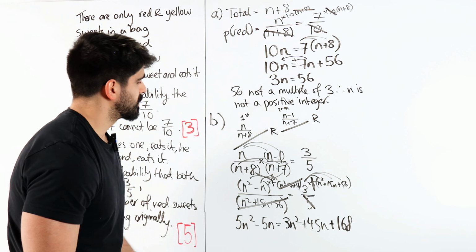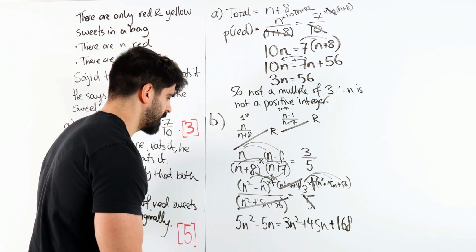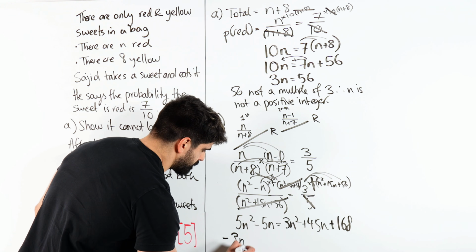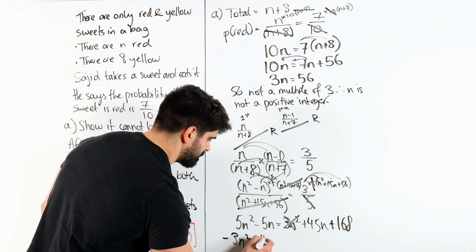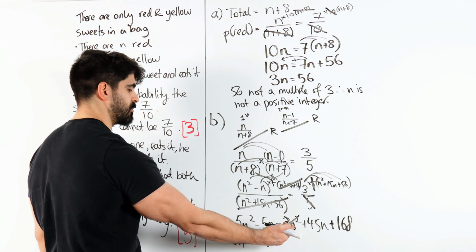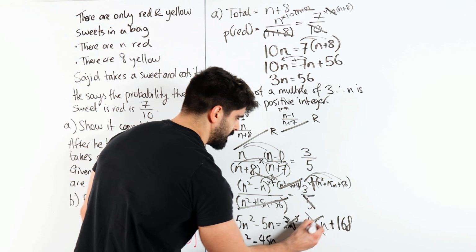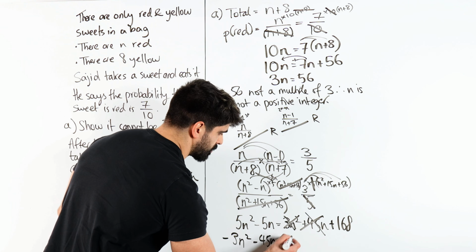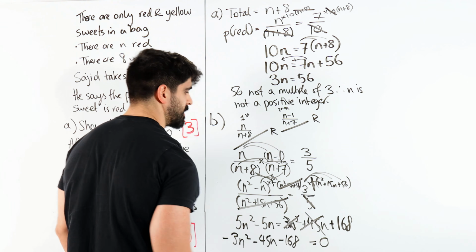The next thing we're going to have to do is bring everything onto one side. Okay, so this positive 3n squared, we're going to move it over here. We're going to minus 3n squared. We're going to minus 45n. Yeah, we always bring the smaller n squared to the larger one, all right? So that positive 45 on the right is a negative 45 on the left, and then we're going to minus 168, okay? And then that would leave us with 0 on this side.